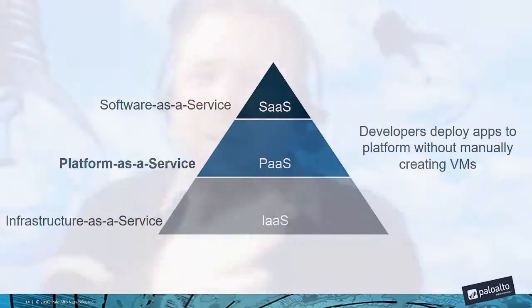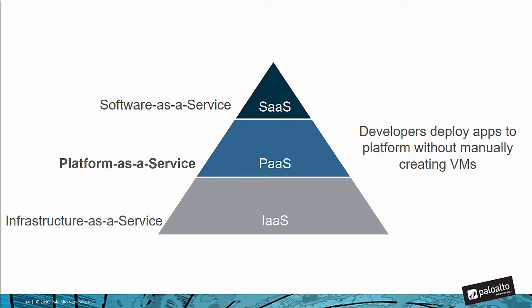In cloud terms, what it means is my developers can deploy their application into a cloud environment, into a cloud platform. But they don't have to worry about the infrastructure or manually creating the virtual machines. Some examples of platform as a service might be Amazon's Elastic Beanstalk or Salesforce's AppForce or Google's App Engine. That brings us to the third and final tier, and that's infrastructure as a service.